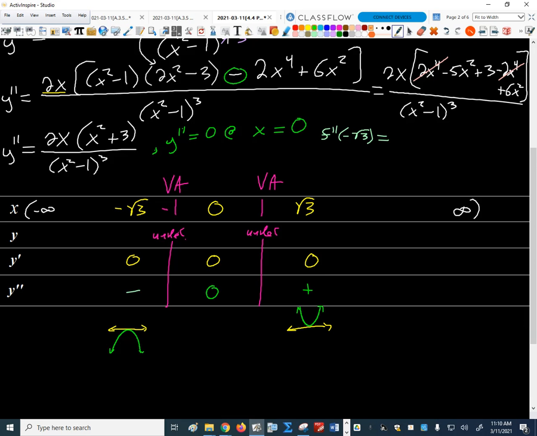Okay, yes or no? Can I use the second derivative test at 0? That was my other critical number. Yes or no? Can I use the second derivative test there? No, you're right, I can't. It fails because the second derivative is equal to 0 at that critical number. So remember what our rule of thumb is on that. If the second derivative fails, we revert to the first derivative test, right?